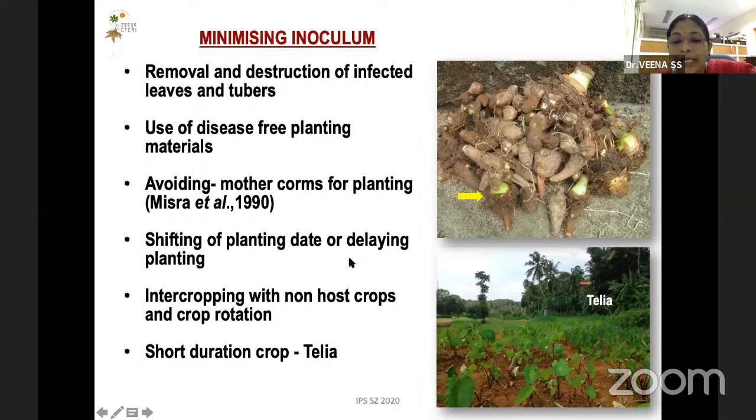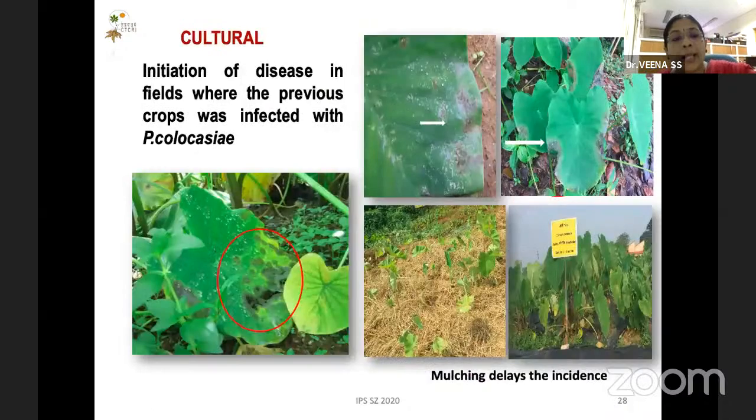Another option is shifting the planting date or delaying planting, because this TLB is very severe in the rainy season. If we can shift, either advance or delay the planting, maybe we can avoid the critical period. Then there is intercropping and short duration crops, like Colocasia esculenta var. stelia. This is a very short duration crop, it only takes 3 to 4 months. So if we plant this, we can adjust and avoid the high rainy season.